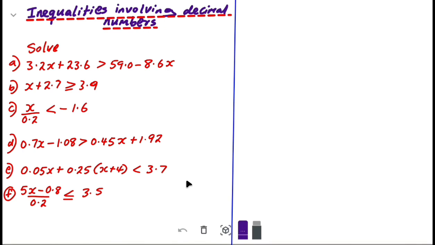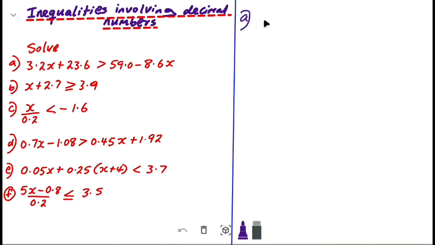So let's consider the following questions on the screen. I'm going to solve these as examples for you, and I'm going to pose another question which will serve as an exercise for you to practice your knowledge on inequality involving decimal numbers. So let's get started. Question 1.